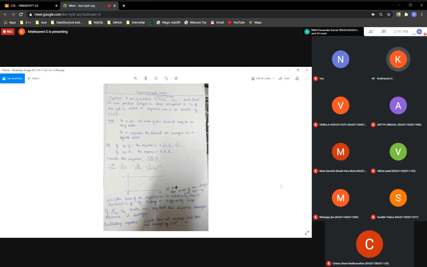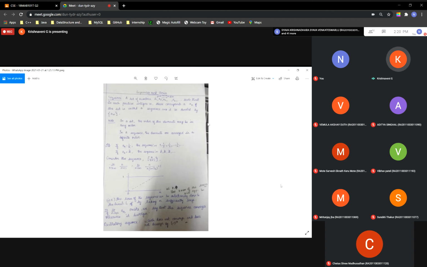Sequence and series. Okay. First, the definition of a sequence: a set of numbers a1, a2, a3, etc., an, such that to each positive integer n there corresponds an an, is called a sequence, and it is denoted by (an) within brackets. The an we can write within the bracket; that is a sequence.